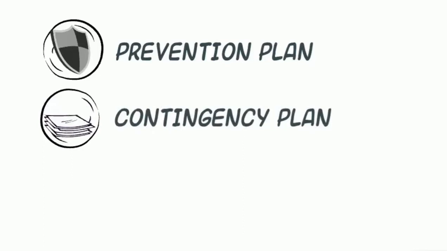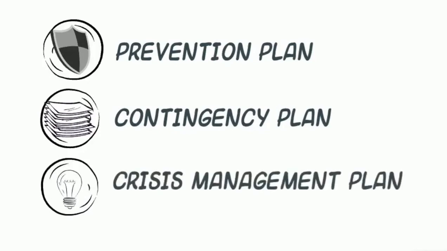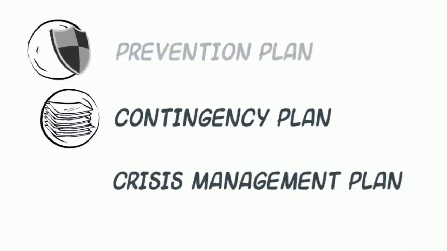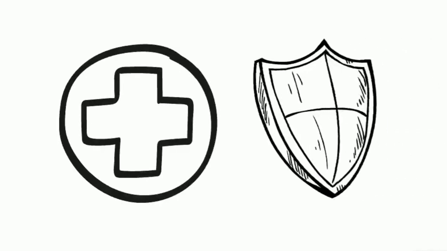Prevention plan: a plan to prevent safety violations and accidents from happening. Contingency plan: a plan which will minimize the effects of these problems in case they still do happen despite preparations made to prevent them. And crisis management plan: in case the situation escalates to a full-blown crisis situation. The key here is to identify potential problems, preventative action, and contingent action.